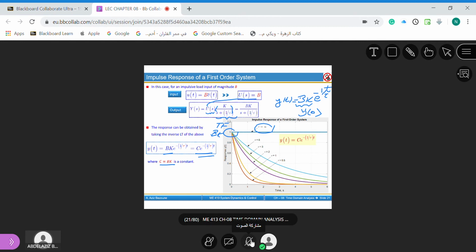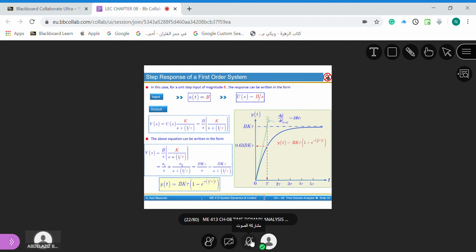As you can see, with tau equal to 0.5 we have this, with tau equal to 0.1 we have this, and the smaller the tau, the faster the response. So this is the free response, which looks exactly like the impulse response. Now, if we take the response of the first order system, I remind you, the input U of S is like this, B.